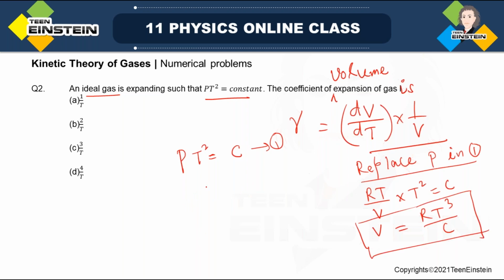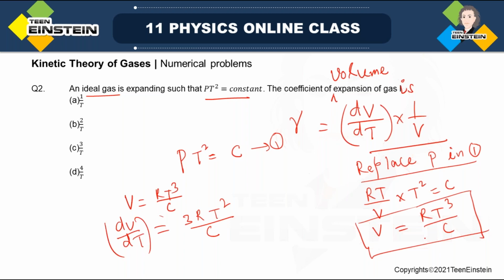Now what we have to do? We have to find out gamma. That means, when we have got V is equal to RT cube divided by C, we can just take the derivative. I did not mention this: V is the volume, and T is the absolute temperature. So this is a function of temperature. I can take the derivative dV by dT, which will give you 3RT square divided by C. Now we have got dV by dT.